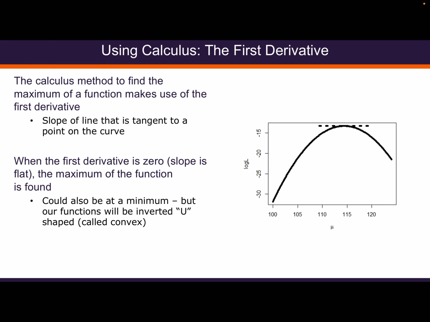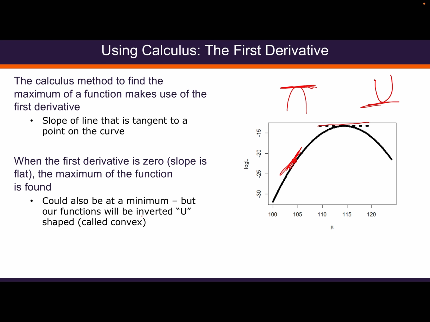But I digress. The calculus method to find the maximum of a function makes use of the first derivative. The first derivative is a function that tells you a line that's tangent to your curve at a given point. So when the first derivative is 0, that line's flat. That indicates we're either at a maximum or at a minimum. But it turns out our likelihood functions are inverted U-shaped. They look like that, sometimes called convex. So we know off the bat that if we find a first derivative that is flat, so 0 slope, we found the maximum. If we had a U-shaped function, it might look like this. That's a minimum.